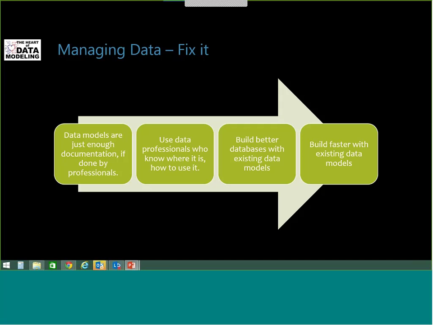We're able to build better databases with existing models than if we had none at all. We know that. That's been proven. That, to me, sounds very agile and fits all the principles that we've talked about, and that we can build faster databases and faster data models with existing models also sounds very agile to me.